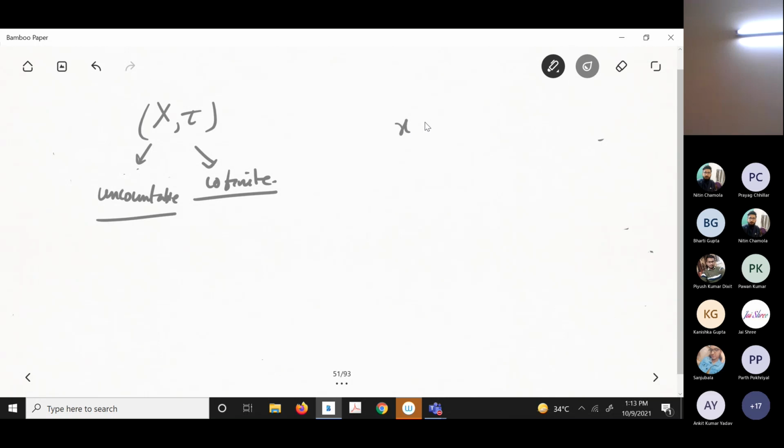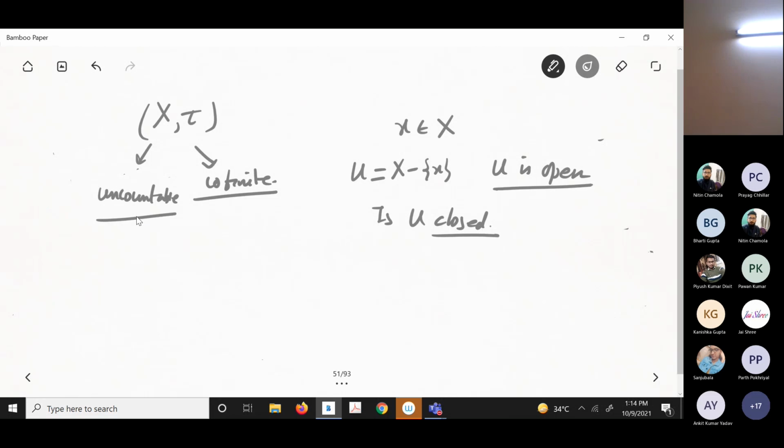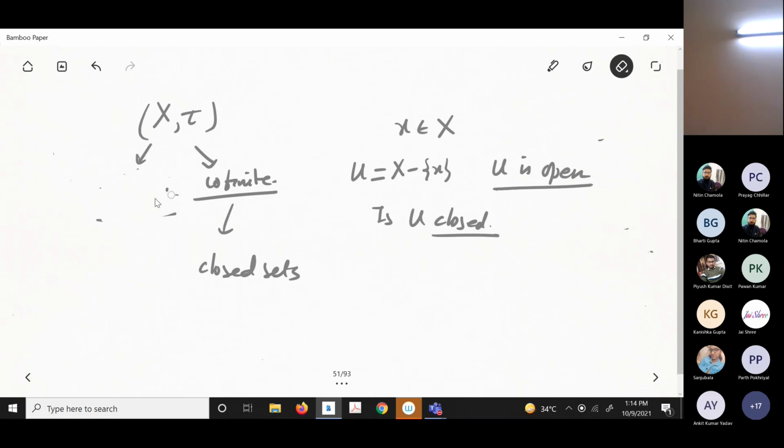Now look, take x belonging to X. I could do it for infinite, I have taken it for safety. But what about this? Look, if you take U equal to this, its complement is a finite set, so U is open. Look, is U closed? No. Why? Remember the cofinite topology: closed sets are what? Just infinite will do it.